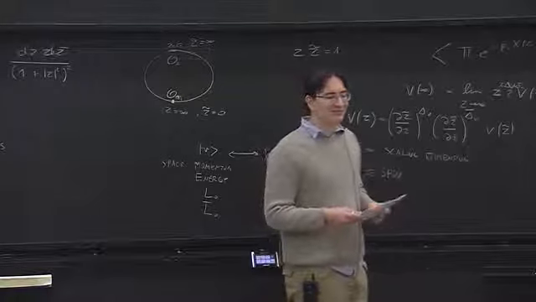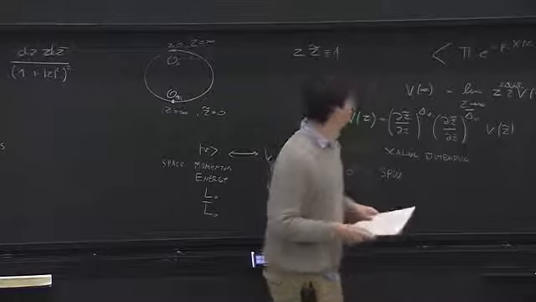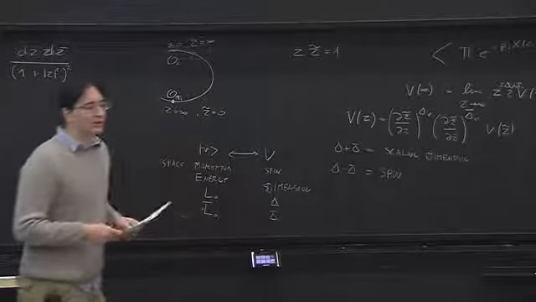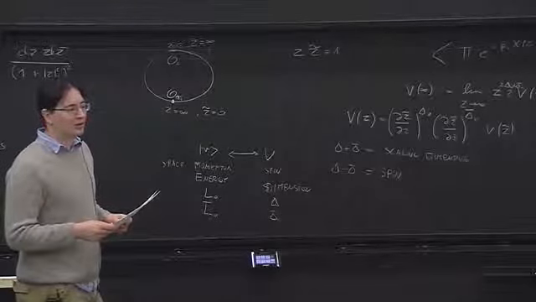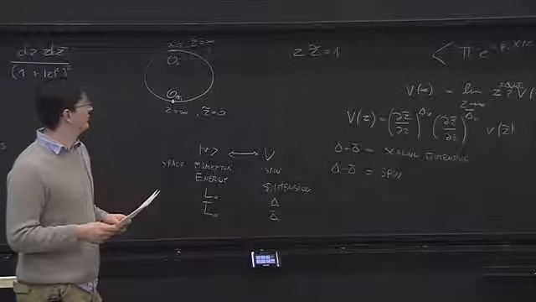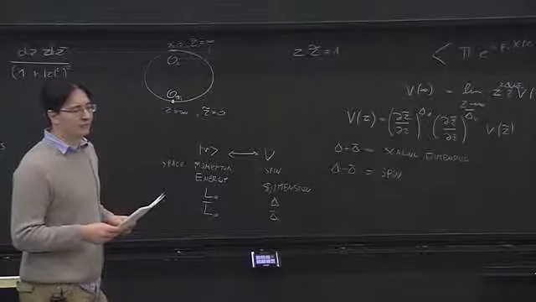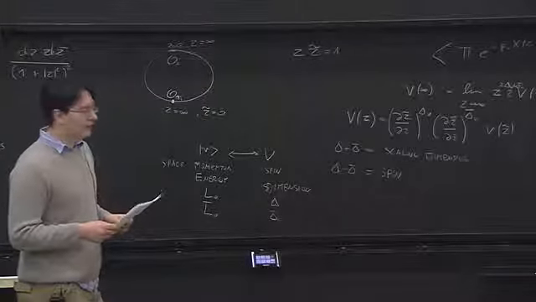I'm just trying to see if I understand. Are you claiming that the transformation properties of V under conformal transformation, you need to give me delta and delta bar, and that specifies completely how it changes under conformal transformation?